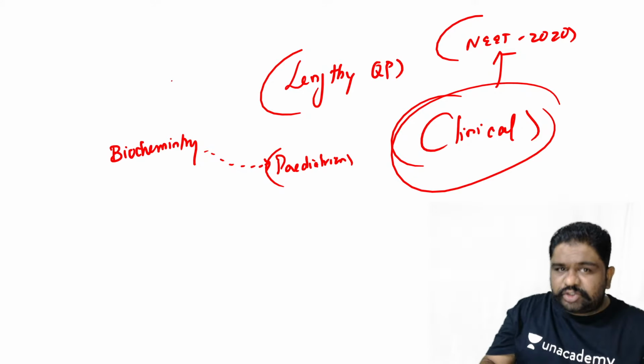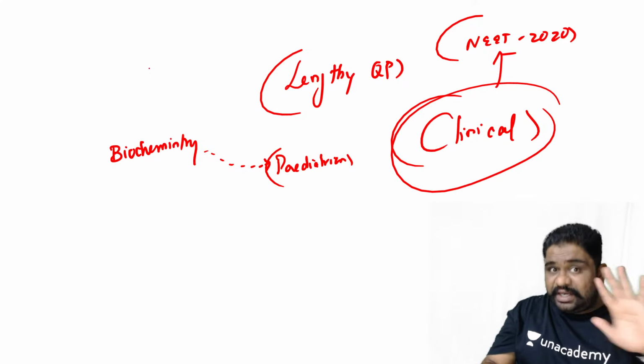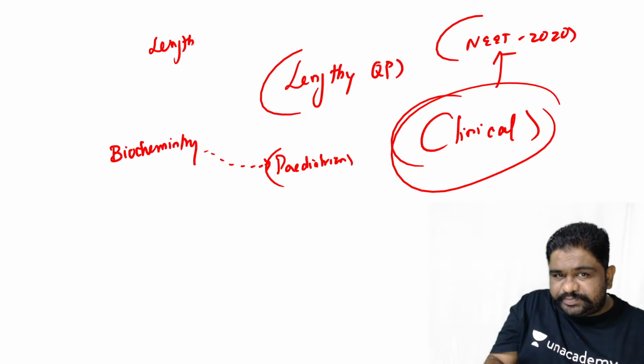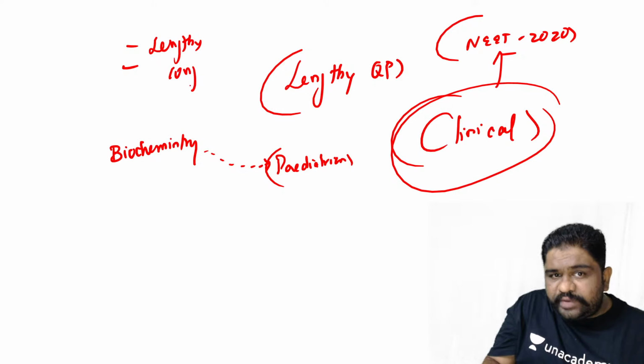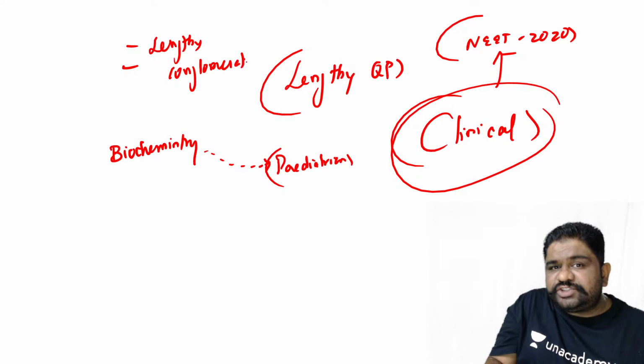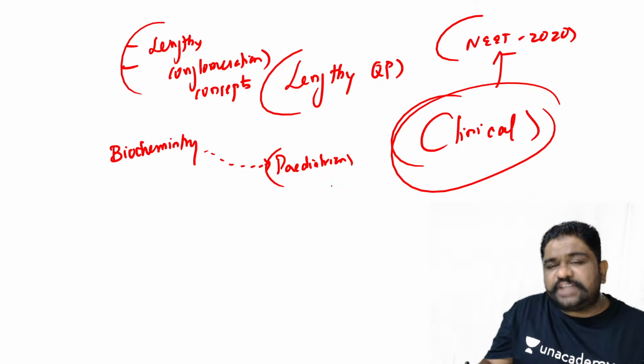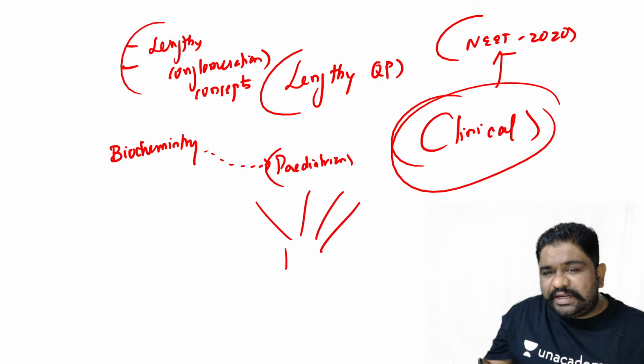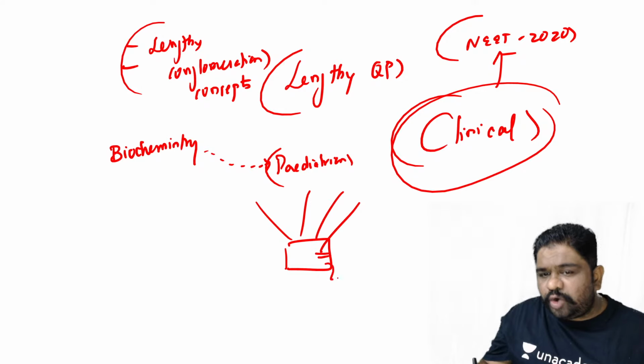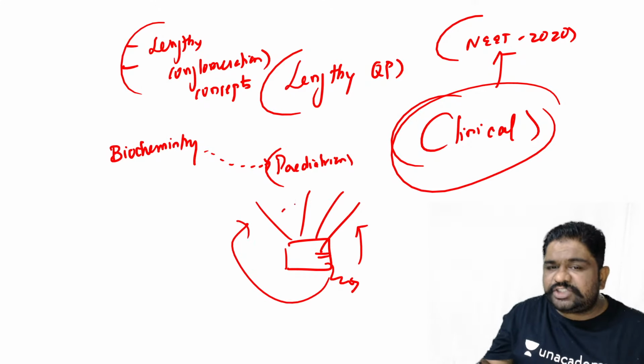So for NEET PG 2021, you can expect lengthy questions. You can expect a conglomeration of data and a conglomeration of concepts. Many subjects can come together to give one question. So if you want to answer this one question, you should have a decent understanding of at least 2 or 3 subjects.